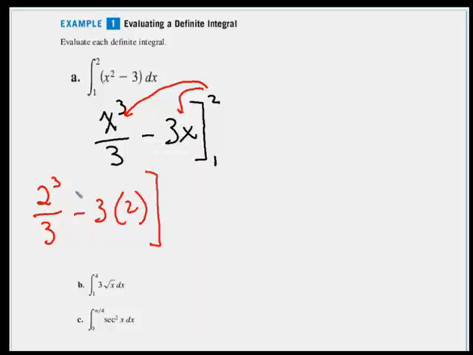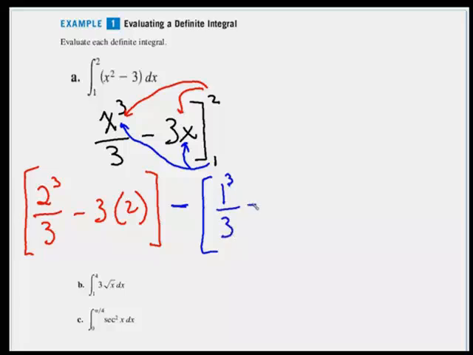That is our upper limit run through our function. And then we're going to subtract our lower limit run through the same function. So we run the 1 through wherever we see an x, and we will get 1 to the third over 3 minus 3 times 1.